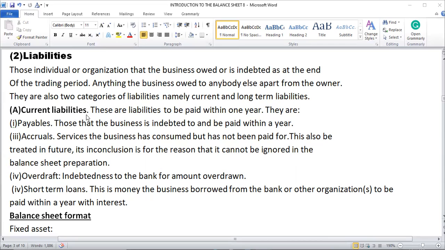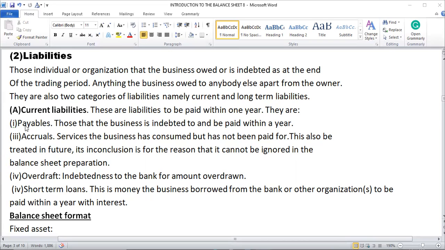There are also two categories of liabilities, namely current and long-term liabilities. Current liabilities are liabilities to be paid within 1 year. Let me pause here and explain. As I said, we have two types of liabilities, the current and non-current. The current are those that are to be paid within 1 year.